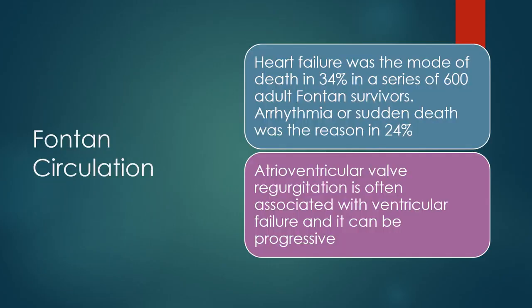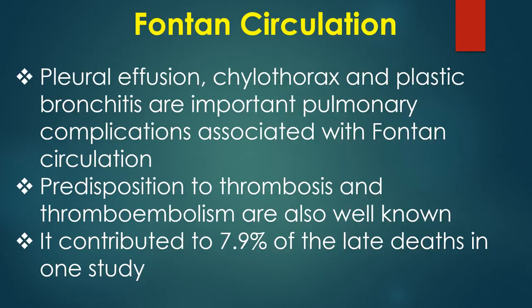Heart failure was the mode of death in 34% in a series of 600 adult Fontan survivors. Arrhythmia or sudden death was the reason in 24%. Atrioventricular valve regurgitation is often associated with ventricular failure and it can be progressive. Pleural effusion, chylothorax, and plastic bronchitis are important pulmonary complications associated with Fontan circulation.